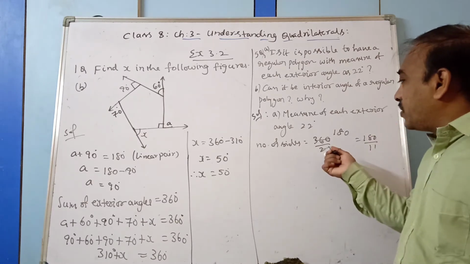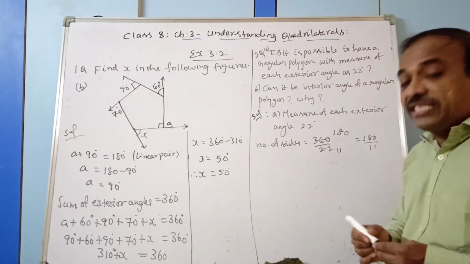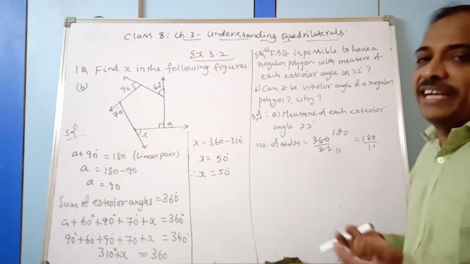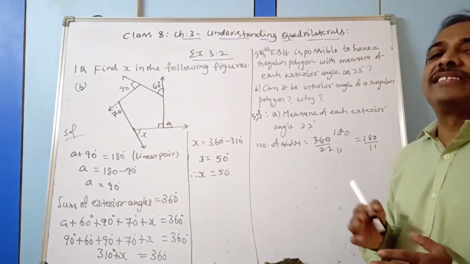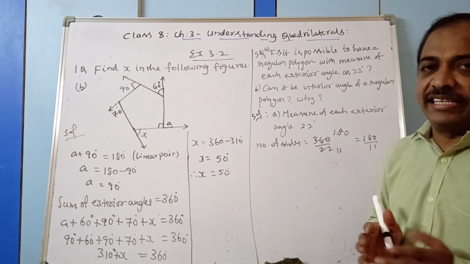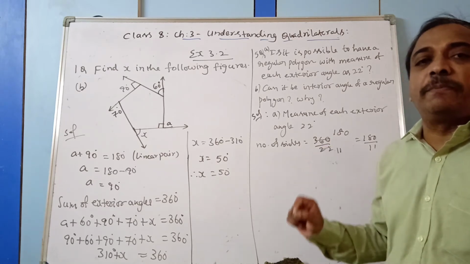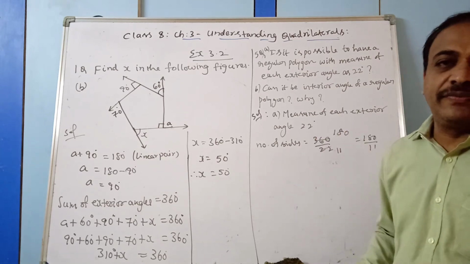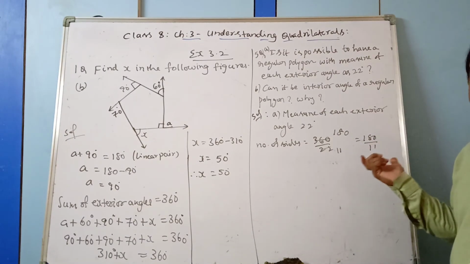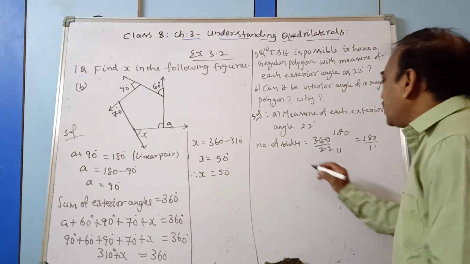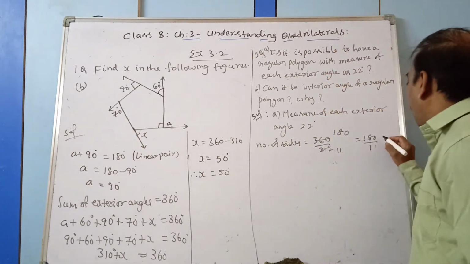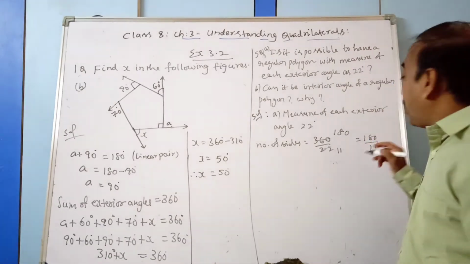So that means 22 is not a divisor of 360 degrees. It must be a divisor because the number of sides won't be a decimal. The number of sides is a whole number like 3, 4, 5, 6, 7, 8. We won't say the number of sides is 1.2, 2.3, 4.5, right? So 180 by 11 is not possible. We can't get a whole number.